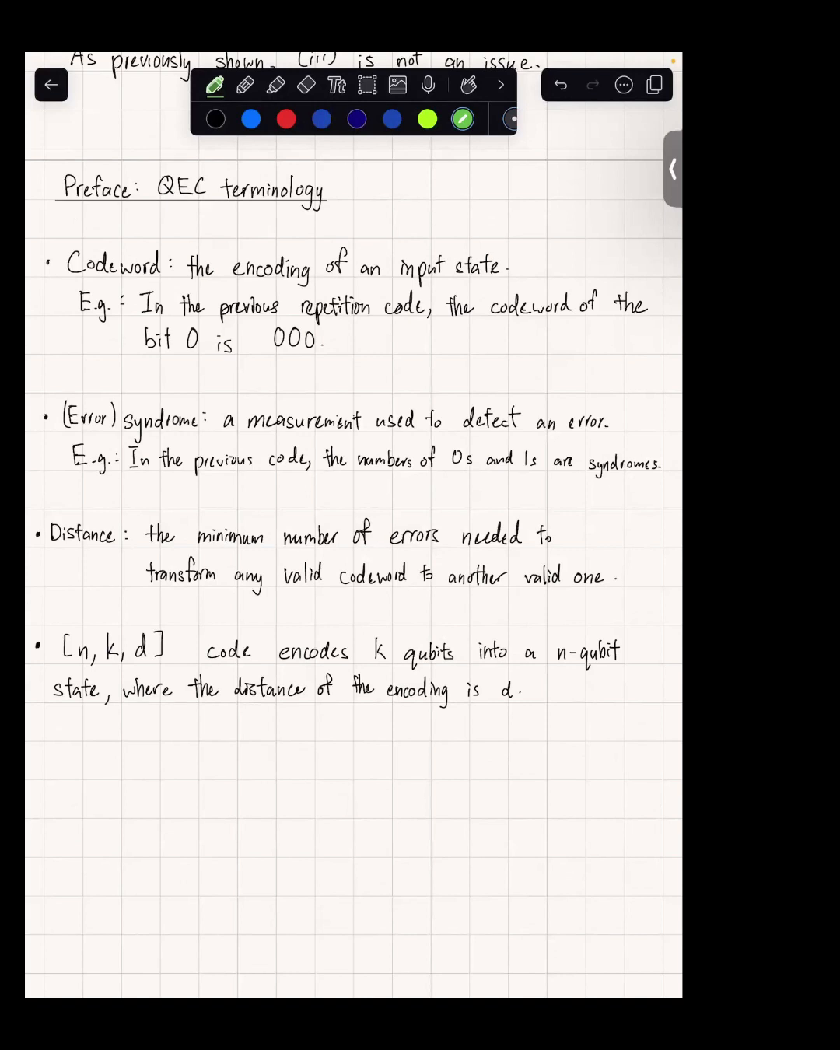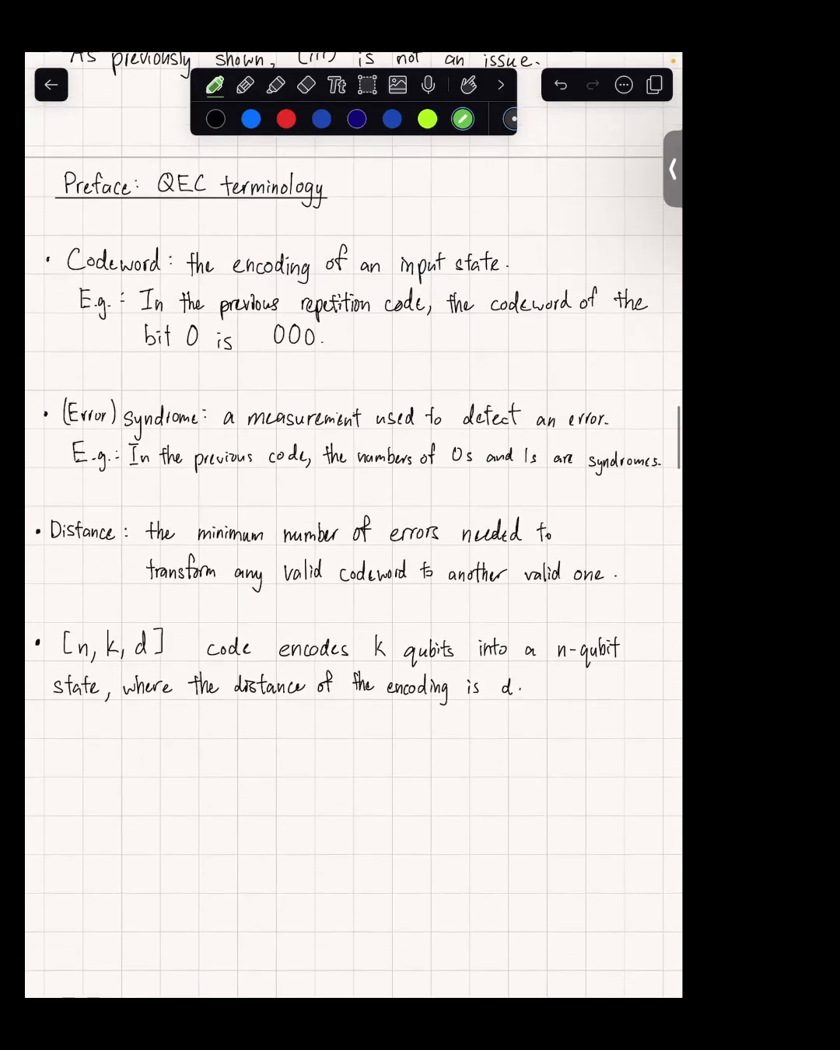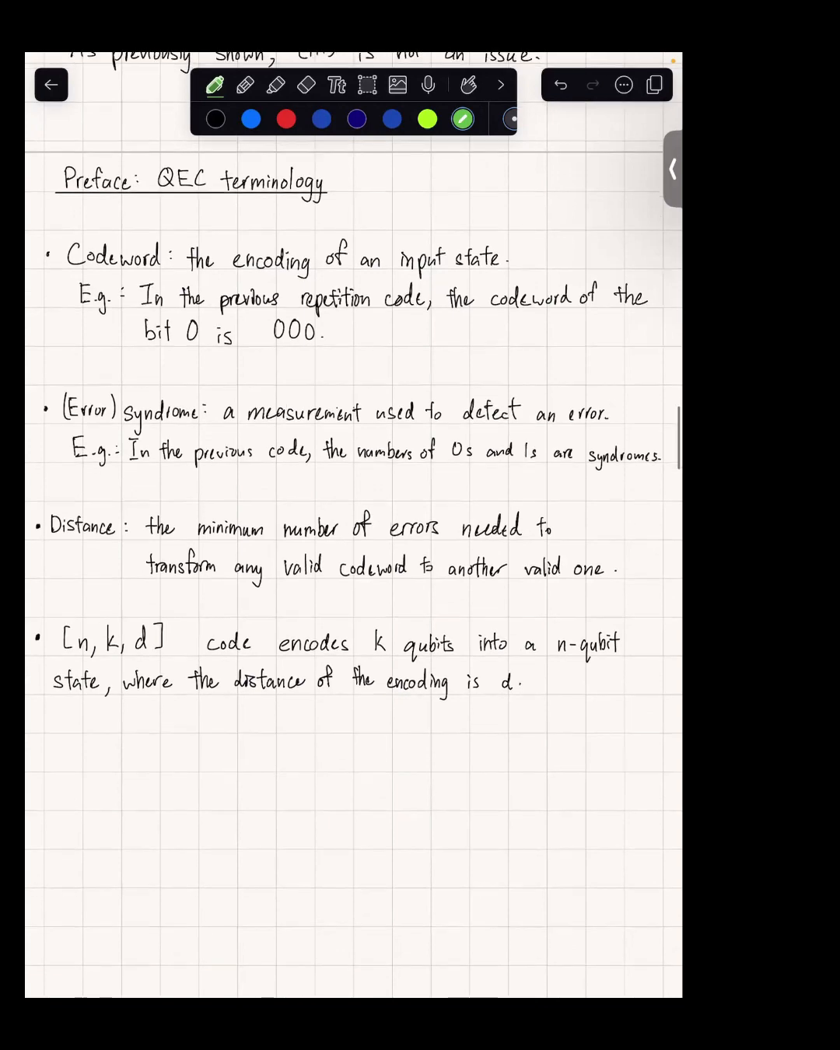Thirdly, we have the definition of a distance, and that is the minimum number of errors needed to transform any valid code word to another valid one. So for example, using the same previous repetition code, our valid code words were 000 as well as 111. So in this case, the minimum number of errors that we had to convert between 000 and 111 is 3, because we will need 1 bit flip for each bit. So that means that the distance of this encoding, of this code, is 3.